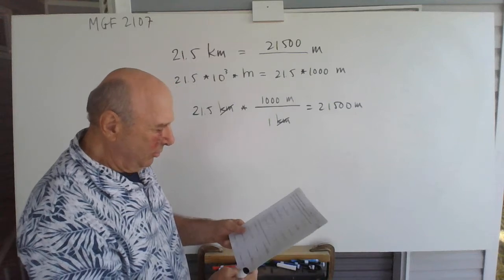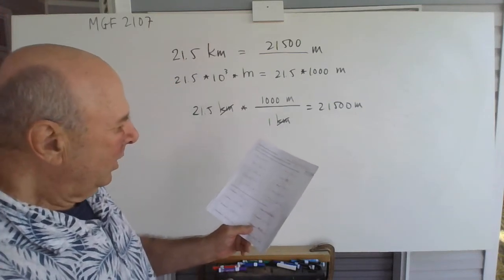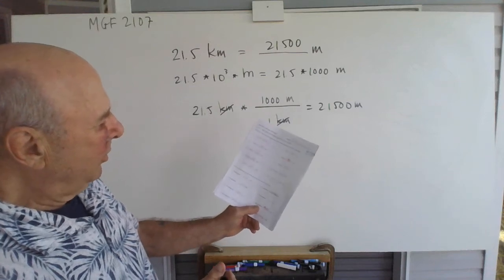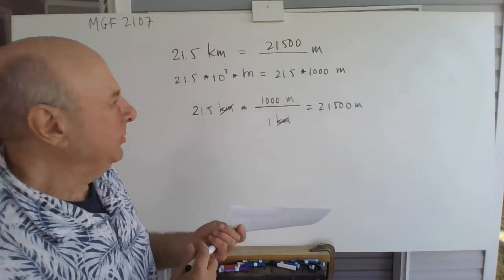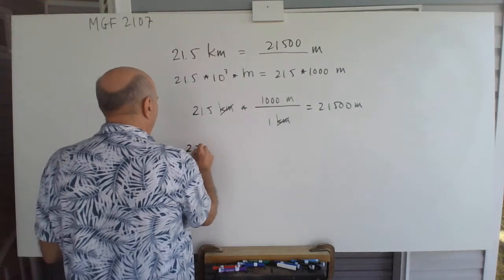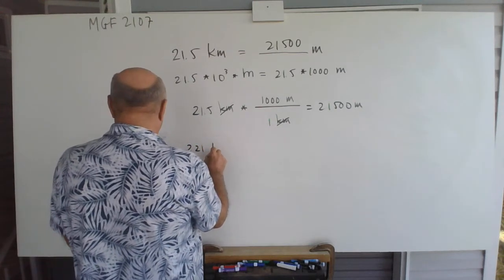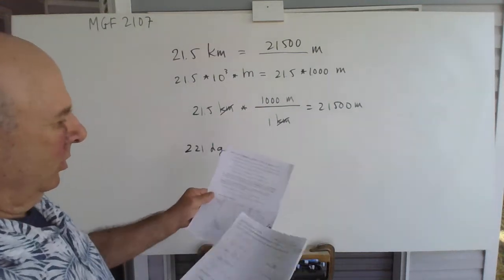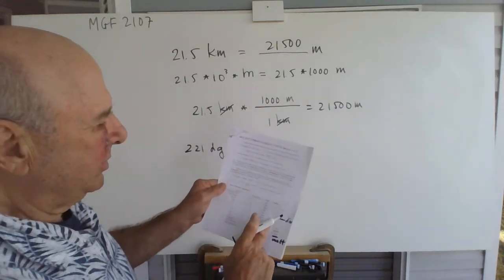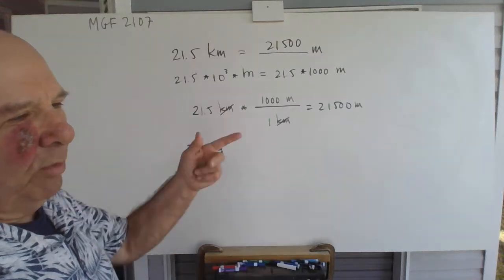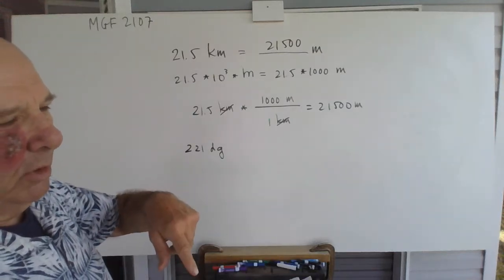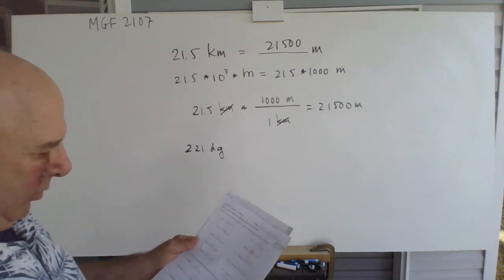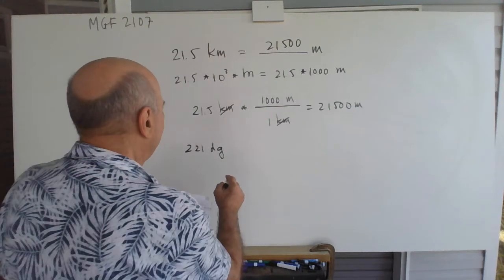Suppose we wanted to do 221 decigrams. So it's lowercase d. Lowercase d is deci, uppercase D would be deca. So one's below and one's above, but their power is a 10. So we want to change 221 decigrams to kilograms.